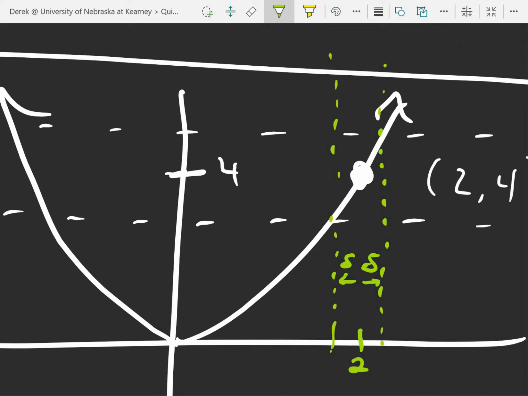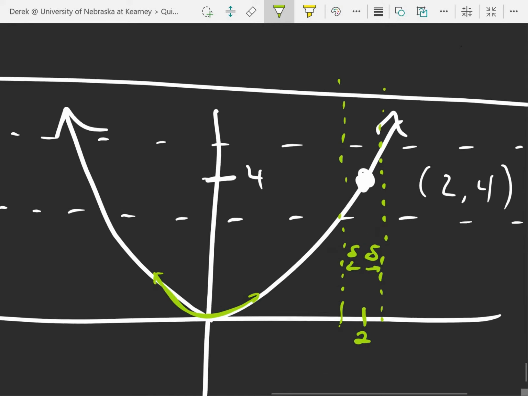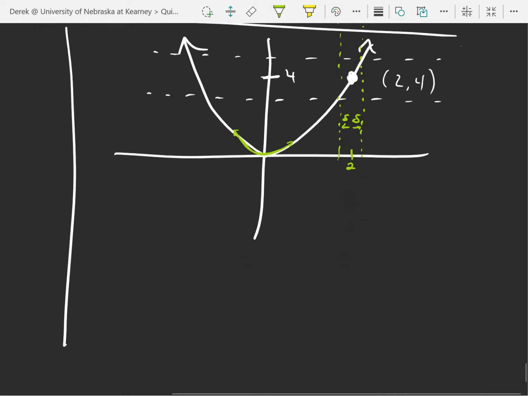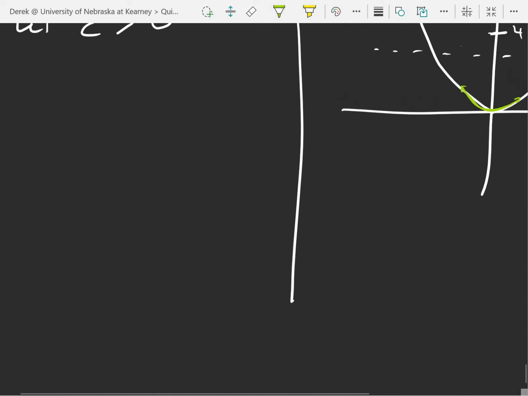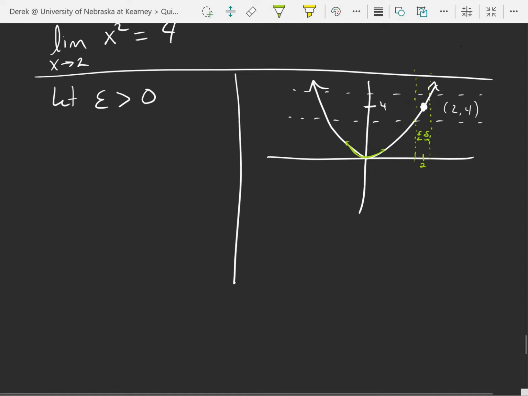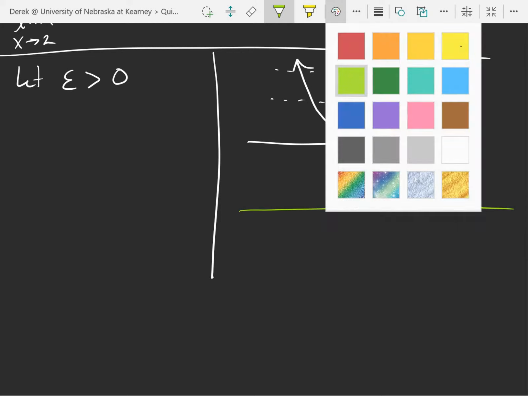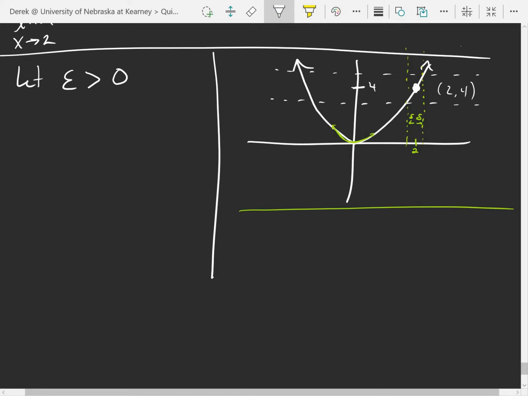Alright. And if epsilon's really big, then I sort of have to worry about curvature down here. It starts going back up again, and it kind of gets a little bit messy. So our approach to figure out what delta is going to be has to change a little bit. Okay. So let's just do a little bit of algebra.